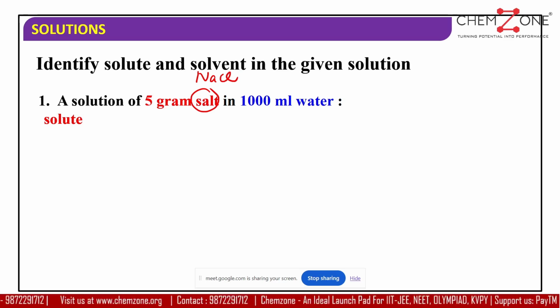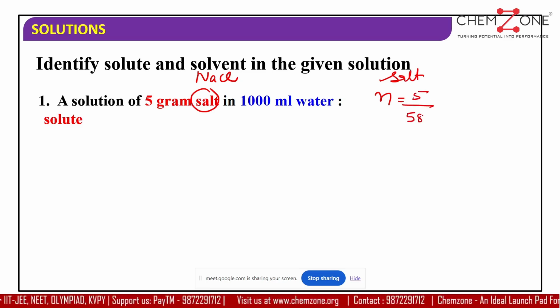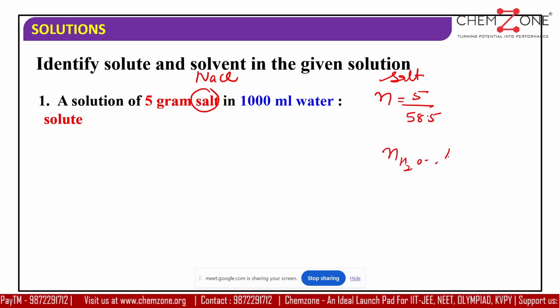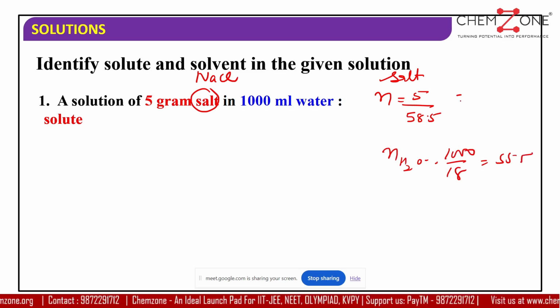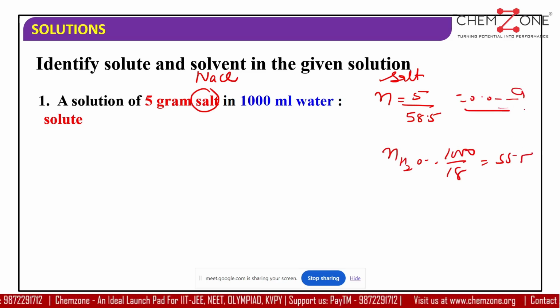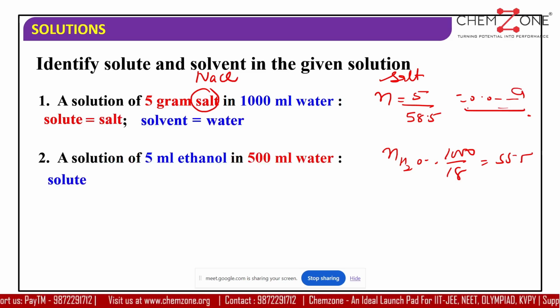Yes sir. So basically, if you determine the number of moles of the salt, how much is it? Weight is 5 gram, molecular mass of NaCl is 58.5 gram, right? हाँ जी. And number of moles of water is 1000 upon 18, so 55.5. For salt it is 0.0 something, right? Yes sir. So I can say water is present in more number of moles and that is why it is a solvent, right? In this case.